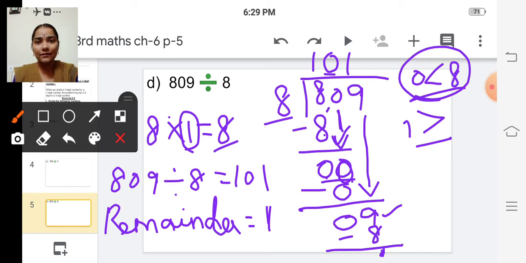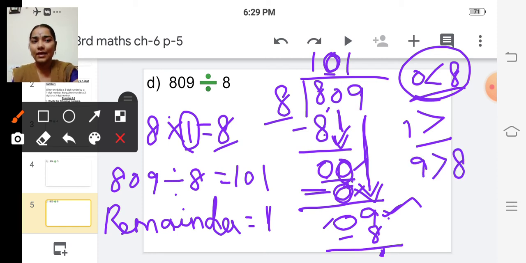So we cannot divide. So we have to write 0 in the quotient and 0 below the dividend, and we have to subtract. So 0 minus 0 is 0, and now bring down the next digit 9 to the dividend. So the dividend becomes 9, and now 9 is greater than the divisor 8. So now we can divide. Okay. So we have put 1, 8 ones are 8, and we have subtracted and we got the remainder as 1. Okay. So the answer is 101. Is it clear, children?